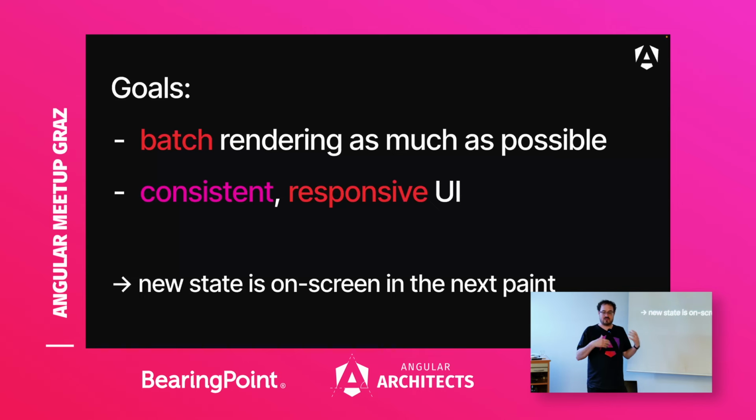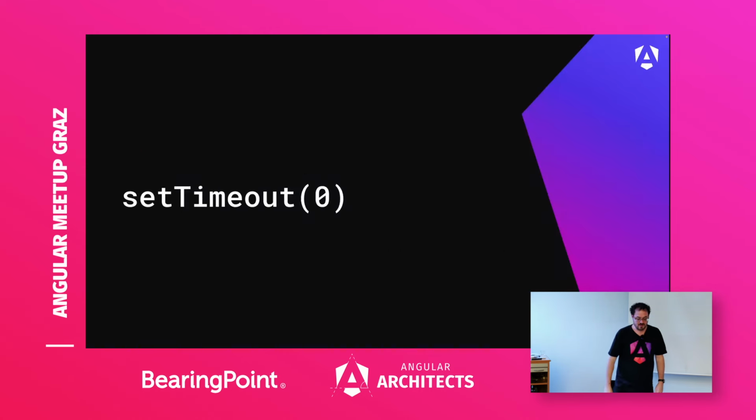So we talked a little bit about this and decided that the thing we wanted to go for was when you update state, it needs to be on screen by the next time the browser paints. And that prevents the page from flickering while still allowing us to debounce as many events as we can. So one way of doing this is to schedule with a 0 millisecond setTimeout.